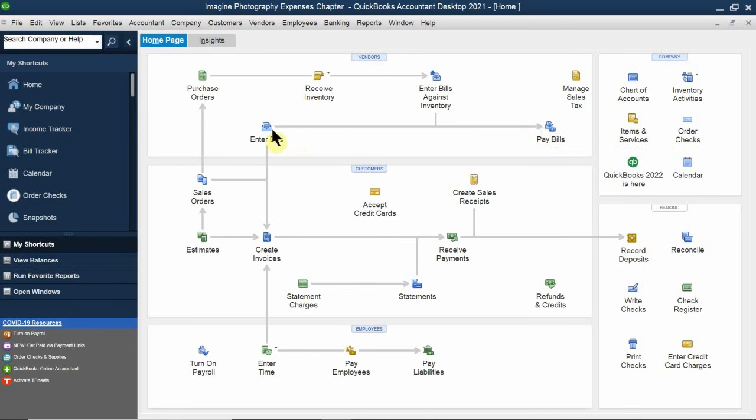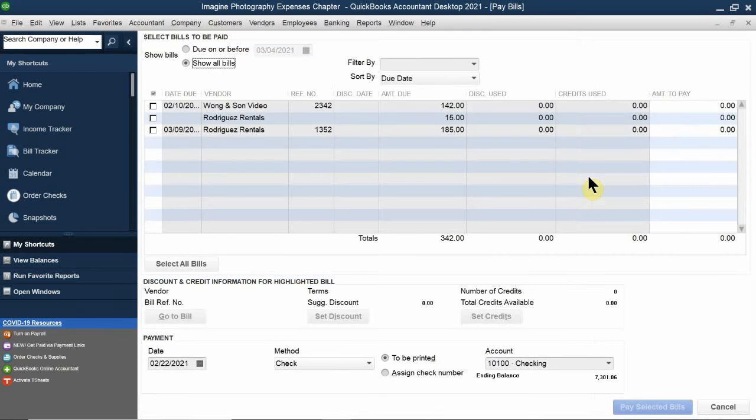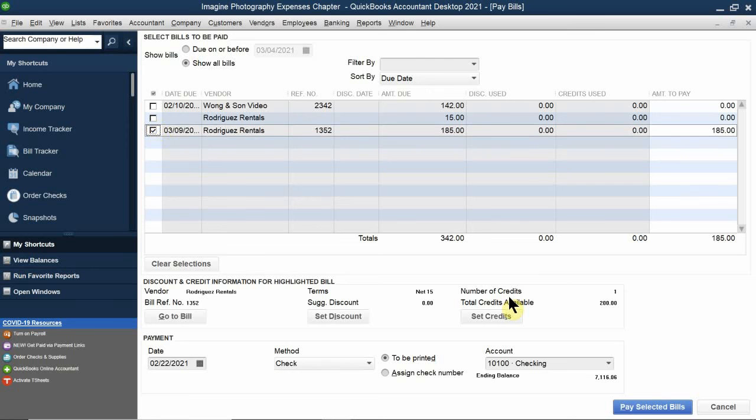Well, same thing here, right? Because I entered in a bill, I created an accounts payable. So I need to go to my pay bills to go ahead and undo that. What you notice here is that I have a couple bills. First one, Rodriguez for $185. You're gonna select this, okay? And then you're also gonna select that $15 because that was supposed to go against it. Or in this case, I'm gonna leave it there.